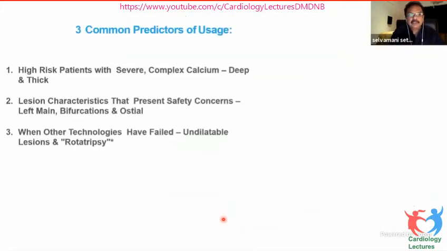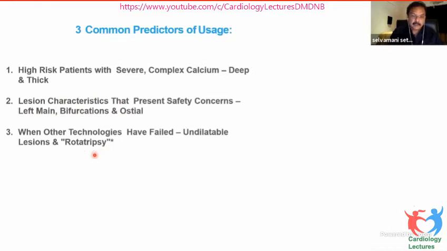And for any complex lesions, it's very, very useful, especially for deep and thick calcium, where rota cannot do much, especially in high-risk patients where you cannot do a rota. If you can take this IVL balloon inside, you can treat most of the calcified lesions, especially left main, where it's a big lumen, rota may not touch, even 2 burr may not touch it. But here it can act on any vessel: left main, bifurcation, ostial.